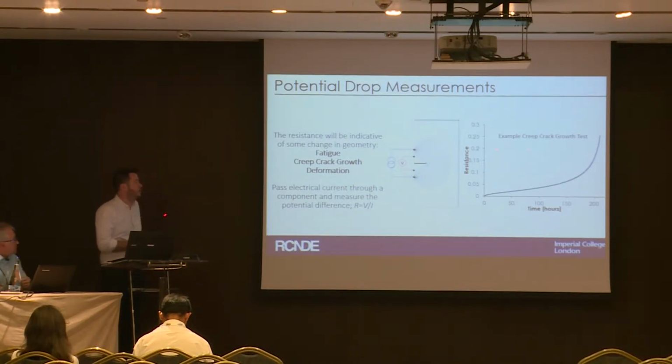Here is an arbitrary example to illustrate this. This is a creep crack growth test, and we can see that over time the resistance increases, which is indicative of the cracking. So this is what provides us with the information.